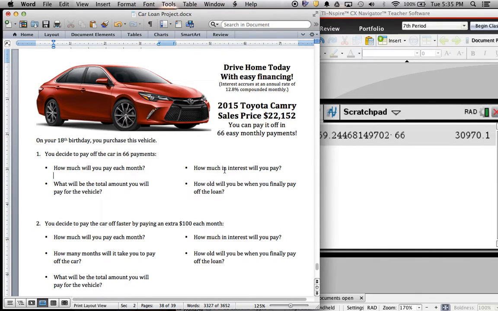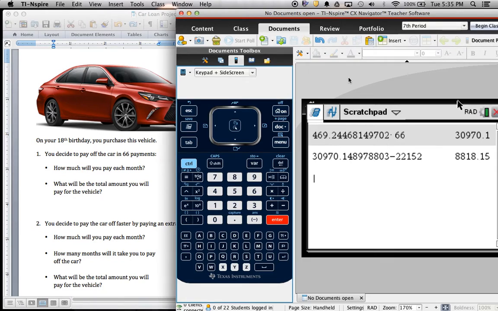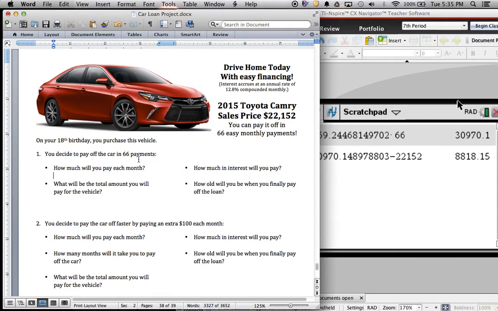When you're looking for the amount of interest you're paying, you're going to take this amount and subtract the original purchase price, the $22,152. So that number minus $22,152. So for this car, if you pay the minimum payments to pay it off in 66 payments, you would end up paying $8,818 for this vehicle.